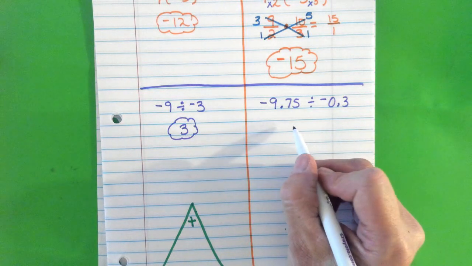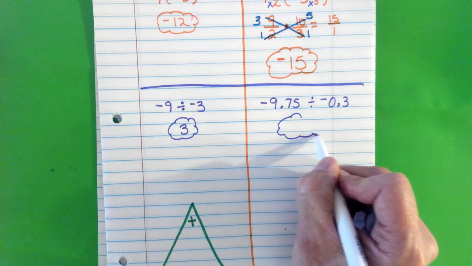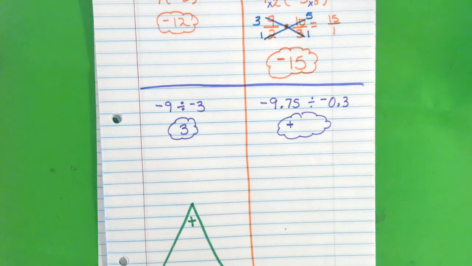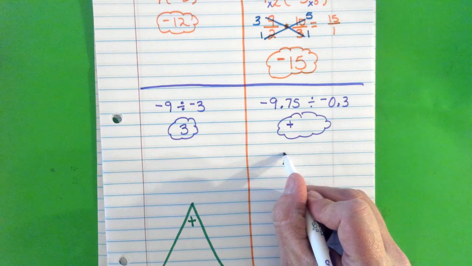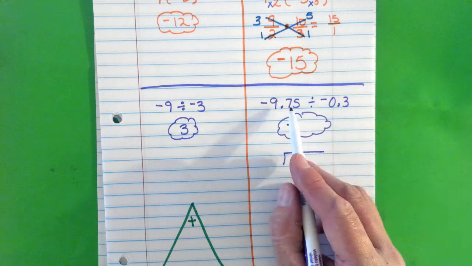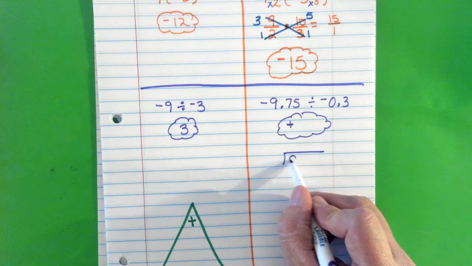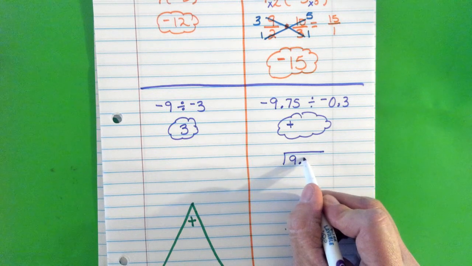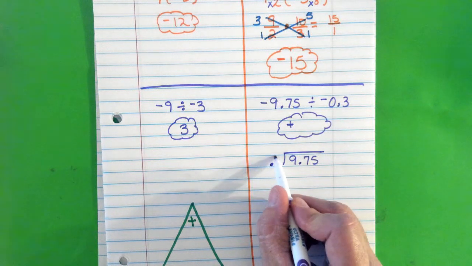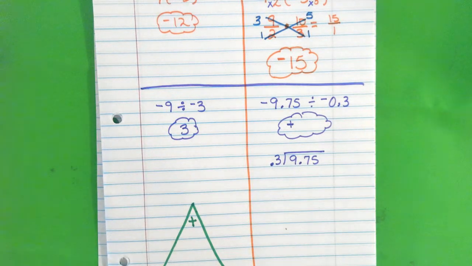Okay, it's going to be a positive, so I'm just going to make an answer bubble right here and put a positive because I know that's what it's going to be. Now I can just do the math. Okay, who goes in the house? The first one or the second one? First one goes in the house. 9.75 in the house. 0.3, I'm just going to call it a 0.3 outside. The first dog is the top dog who gets to go in the house.